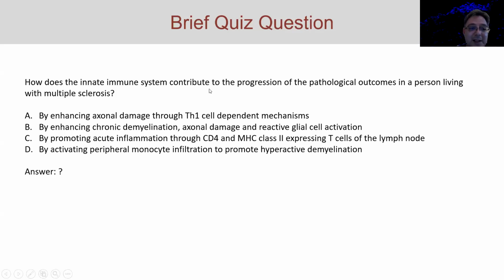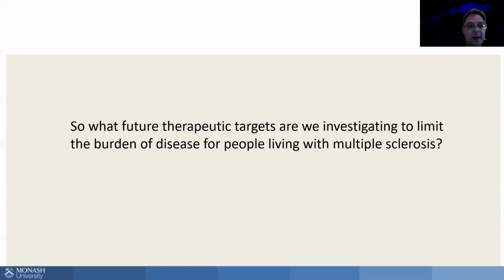Well, the answer quite clearly is B, by enhancing chronic demyelination, axonal damage, and reactive glial scar activation, which we just talked about. So the innate immune cells, macrophages, and microglia promote those smoldering lesions and chronic demyelinating lesions over time, and the patient progresses with the disease.